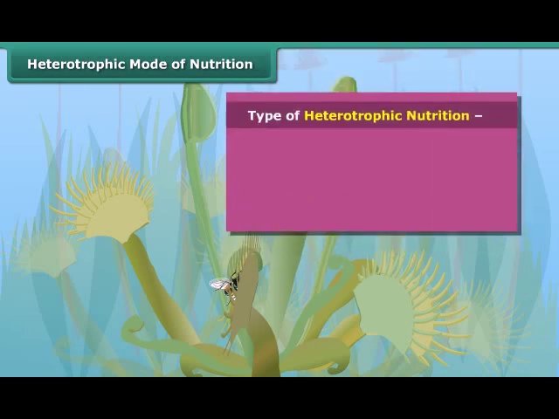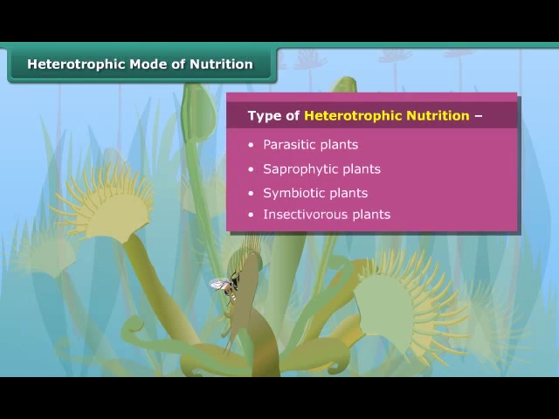There are four types of heterotrophic plants: parasitic plants, saprophytic plants, symbiotic plants, insectivorous plants. Now let's learn them one by one in detail.